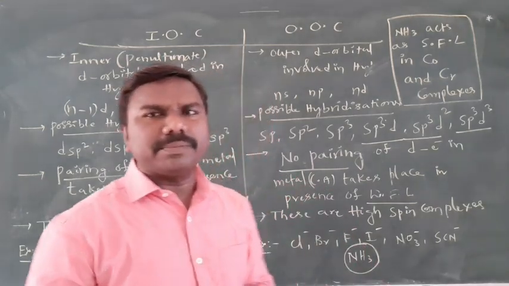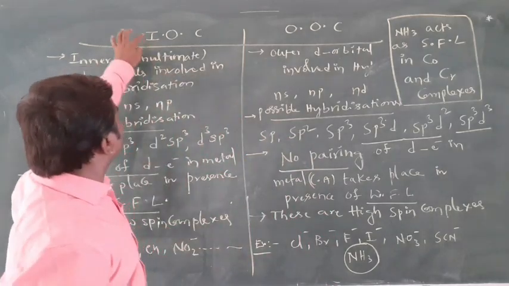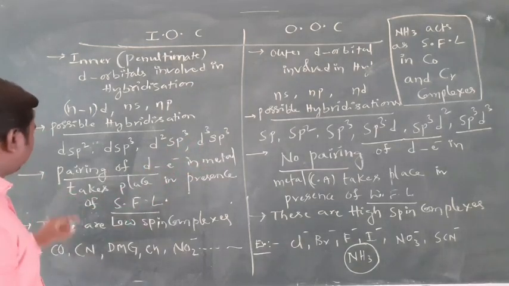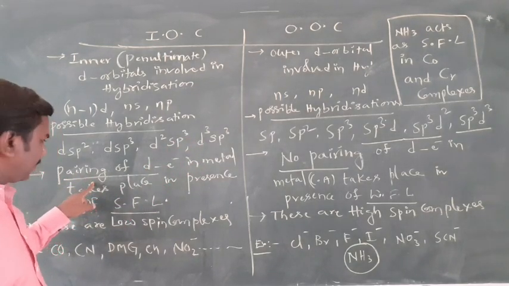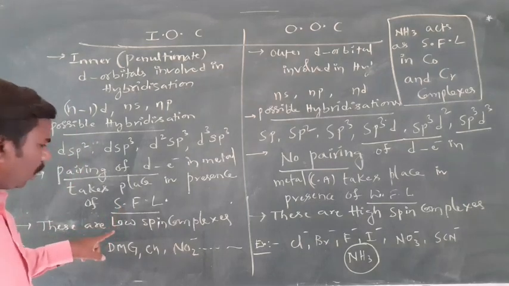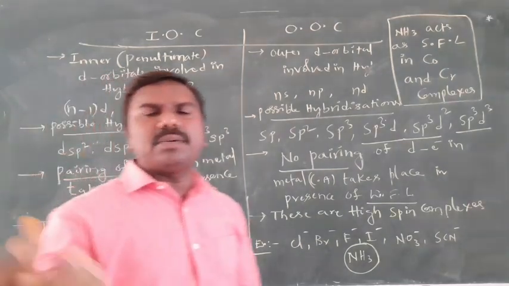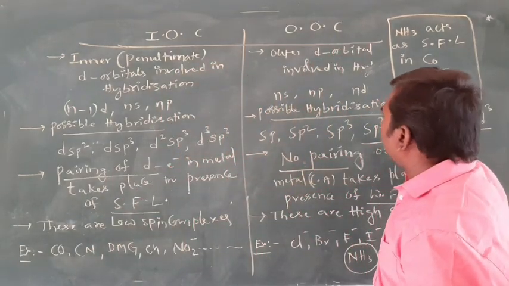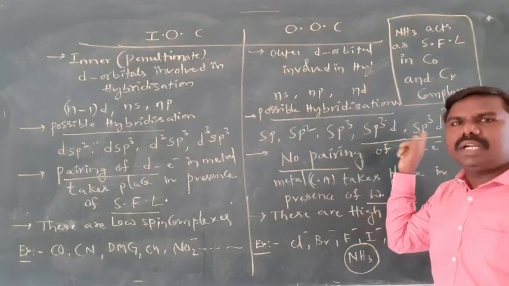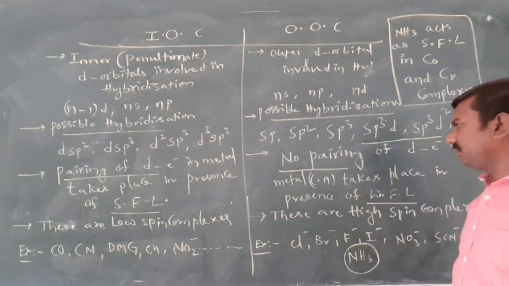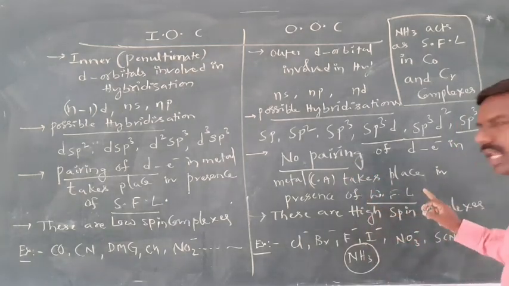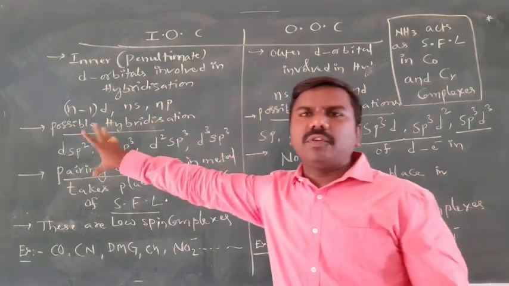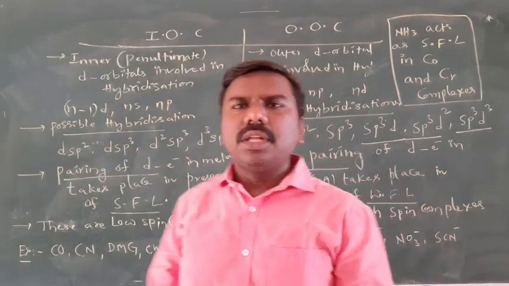Simply, you have to remember: IOC means we need these types of hybridizations. IOC: pairing starts, strong field ligand, low spin complex. Easy to identify the magnetic moment also. OOC: hybridizations are sp3d, sp3d2, sp3d3. No pairing takes place in the presence of weak field ligands, and high spin complex. These are very, very important. We'll continue in the next video.